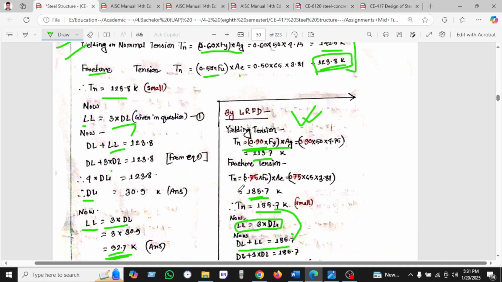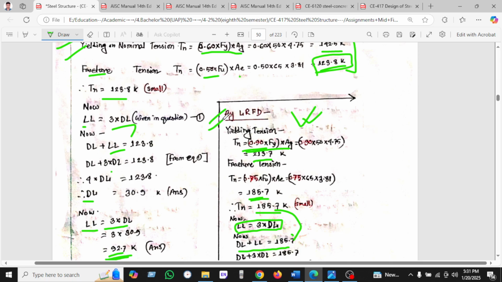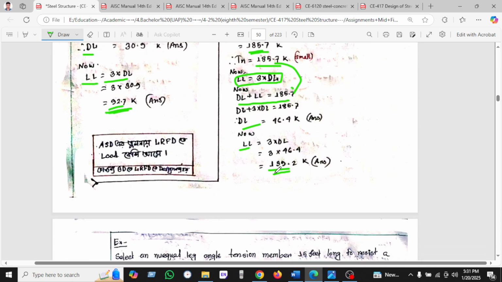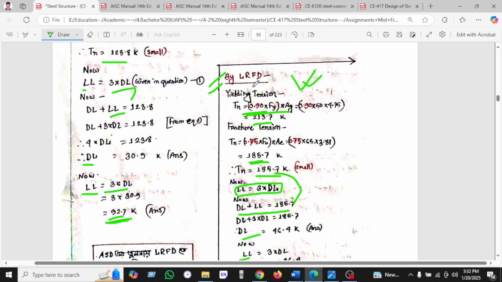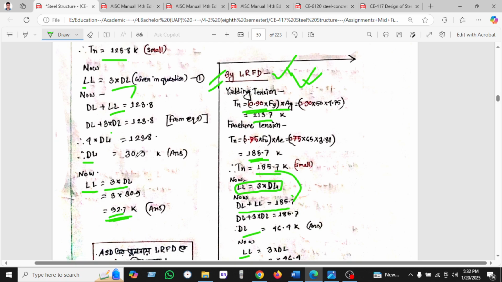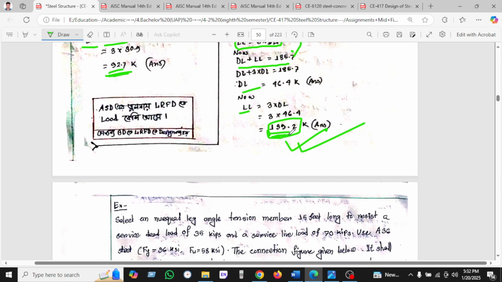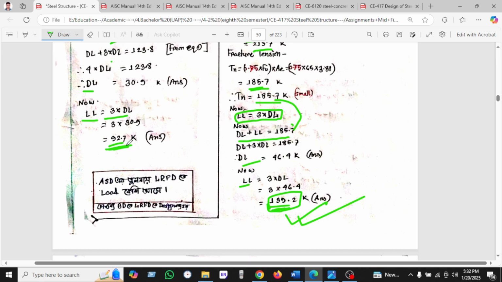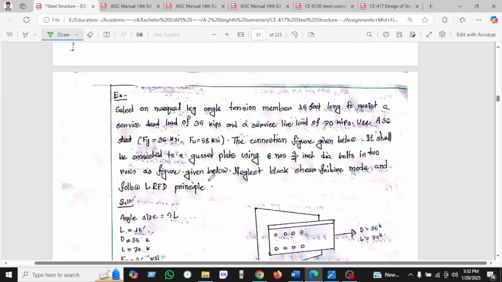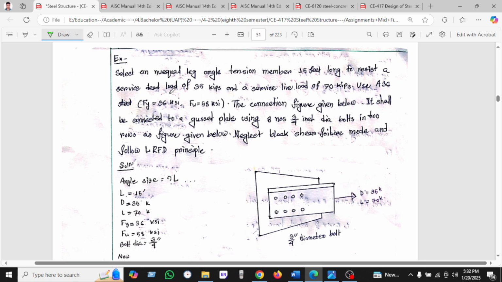On the other hand, we used the LRFD method and found the live load is 3139.2. So that's why, in practice, we will use the LRFD method rather than ASD. Yes, we have seen the bigger value is found in LRFD compared to ASD. Okay, so let's see another example.